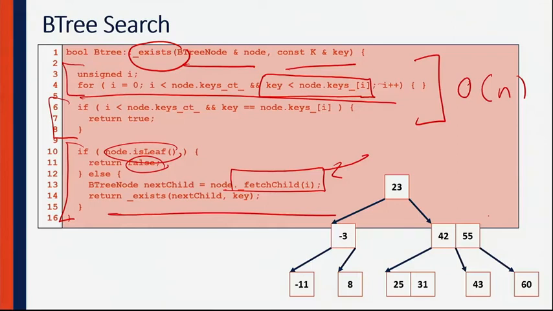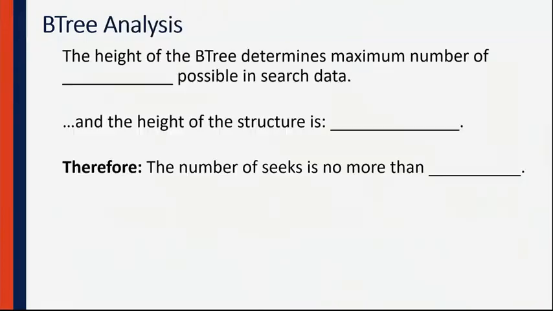Because the fetching of a node is such an important part of this algorithm, we want to actually understand how long does it take and how many fetches are going to be required. The height of the B tree is going to determine the number of seeks that's needed in order to access all of our data. So we know that the number of seeks possible to access the data is going to be determined by the maximum height of the tree.